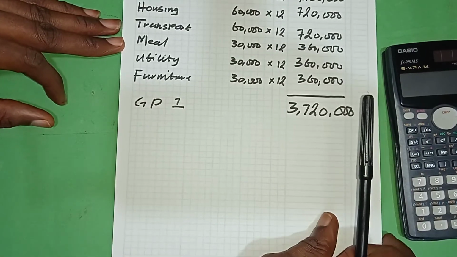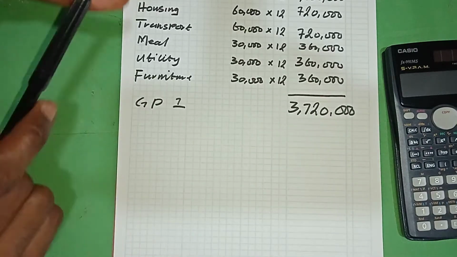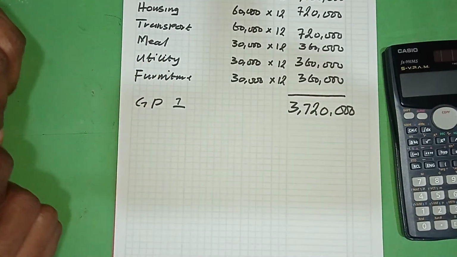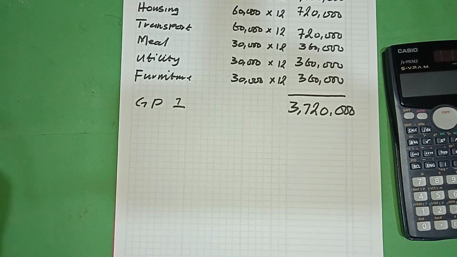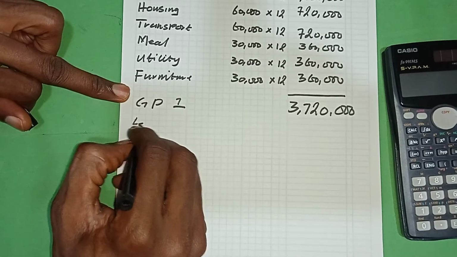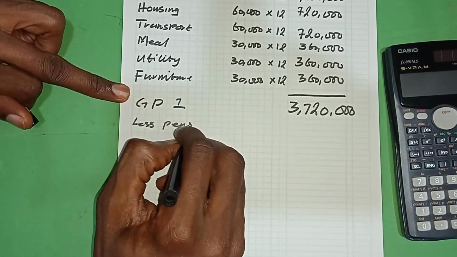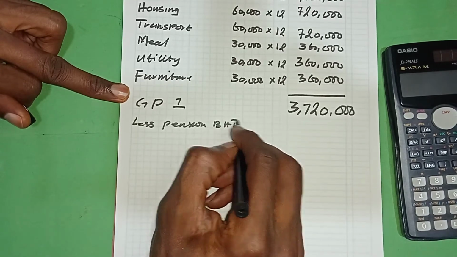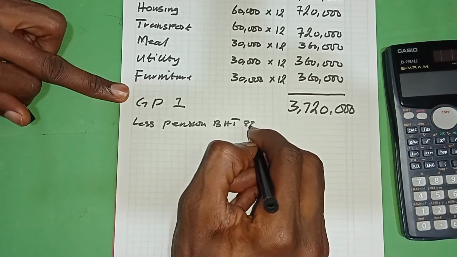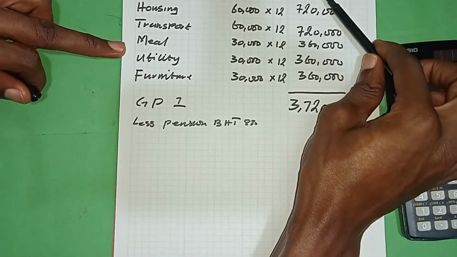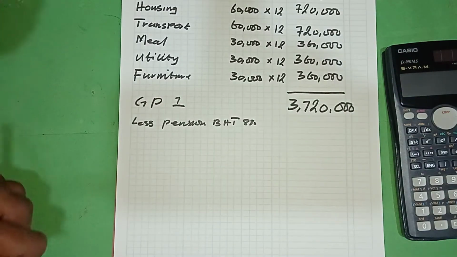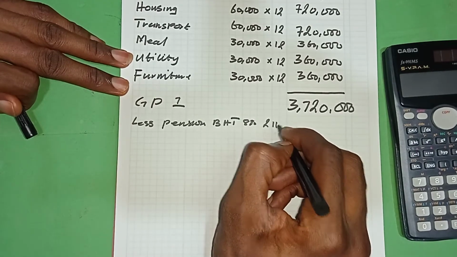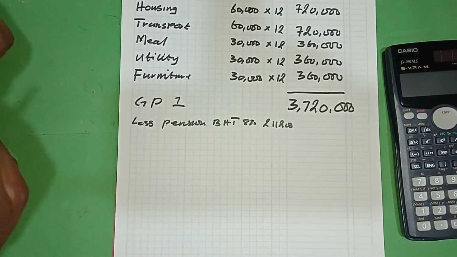Now, what we're going to do is deduct the amount for pension, NHF and NHIS from here to arrive at our gross pay 2. Now, what we'll do is that you less pension. You know how we calculate pension is on basic, housing and transportation. How many percent? 8%. When you add this times 8 divided by 100, it will give you 211,200.